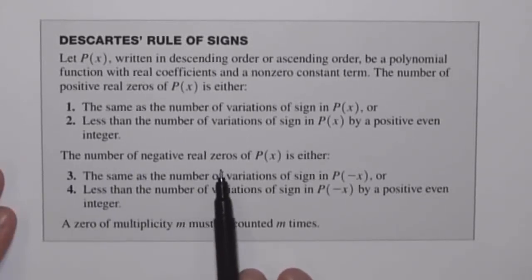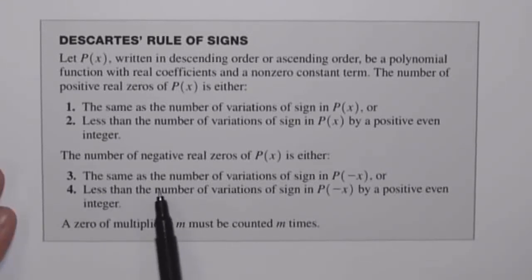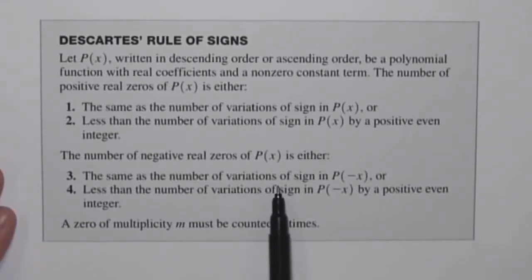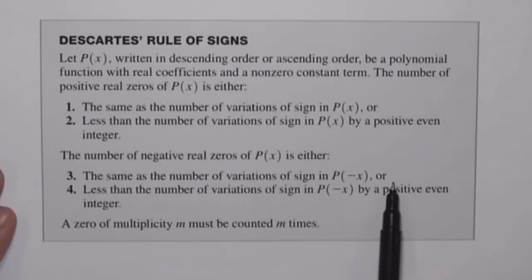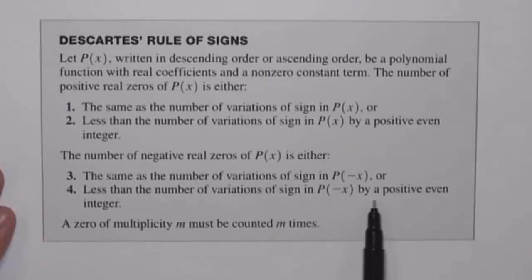The number of negative real zeros of p of x is either 3, the same as the number of variations of signs in p of negative x, or 4, less than the number of variations of signs in p of negative x by an even positive integer. A zero of multiplicity m must be counted m times.